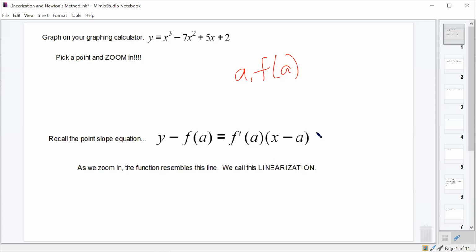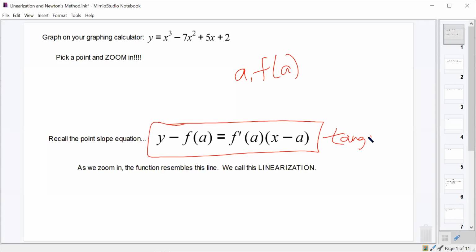Okay. And so this line, which is just the tangent line at x equals a, is called the linearization. And if we wanted to find the y value of some function f of x, we could just add the f of a over, which would give us y equals f of a plus f prime of a times x minus a. And that function we call the linearization function.